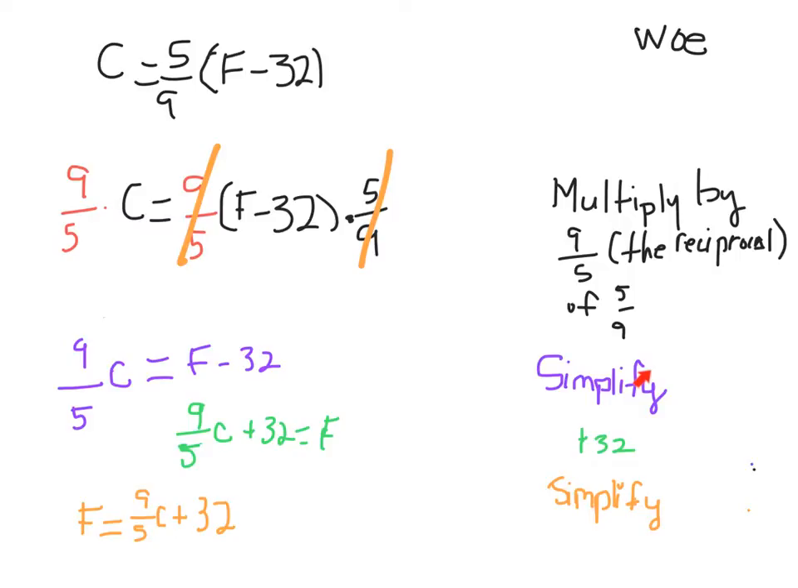Now we need to simplify, and we want to add 32 to each side. That's what we get right here: 9/5 C plus 32, with these two crossed out, equals F. And now we have isolated the F and simplified it as far as we can. And we end up with what we have down here.